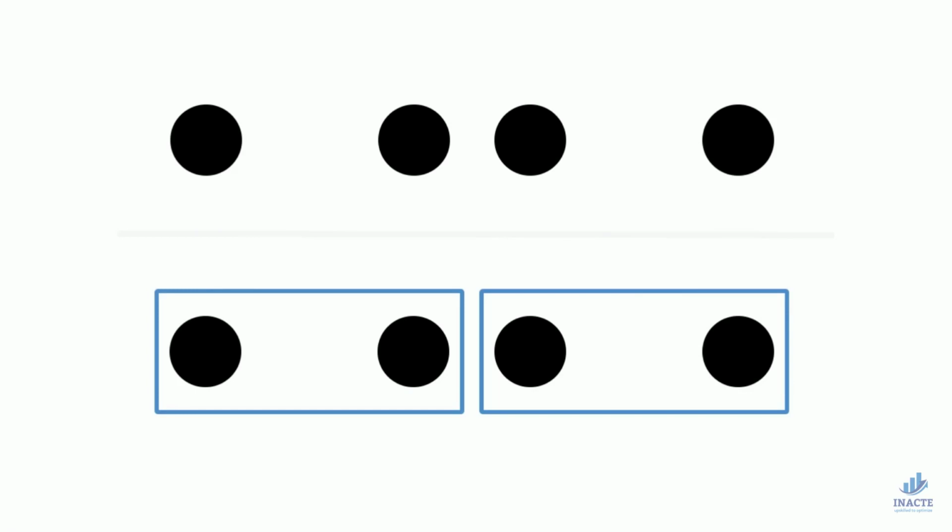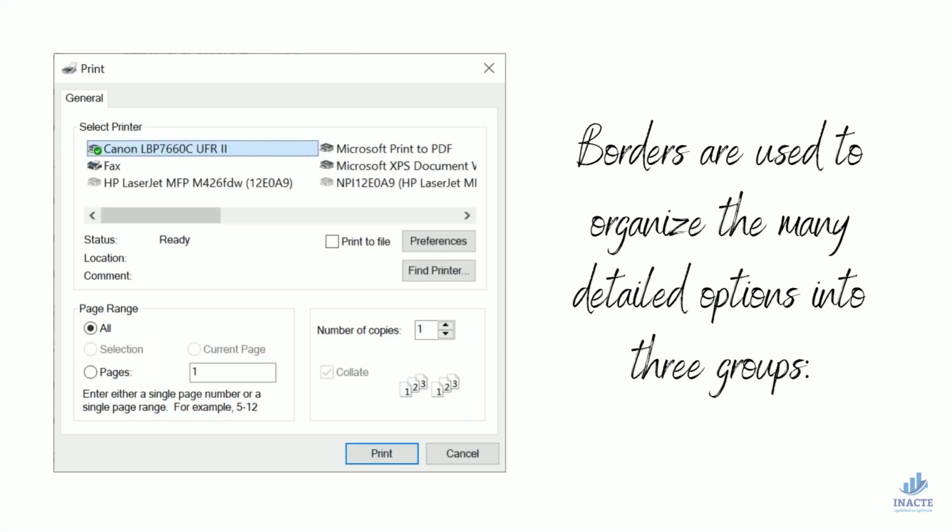For example, the traditional print dialog. Borders are used to organize the many detailed options into three groups: where to print, what to print, and how many to print. The grouping makes it clear that the numeral one in the lower left is a page number, whereas the same character in the lower right specifies the number of copies to be printed.